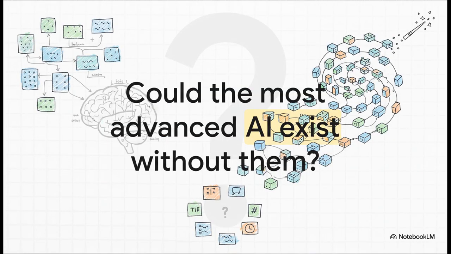So the next time you interact with an AI and it does something that just blows your mind, remember what's happening under the hood. Deep down, underneath all that amazing complexity, is a beautifully organized system of these simple digital boxes, each one labeled correctly and holding exactly the right kind of data. Which leaves us with one final thought. Could the most advanced AI on the planet even exist without them?